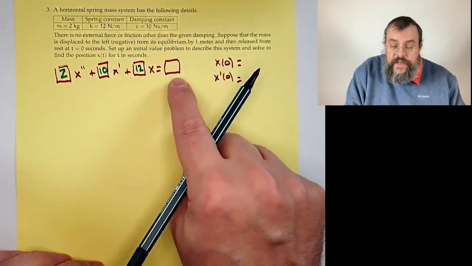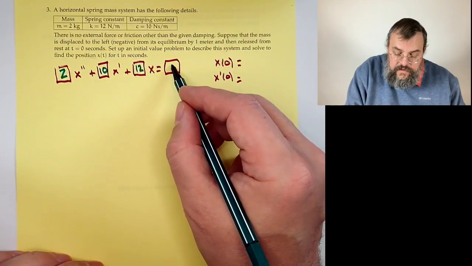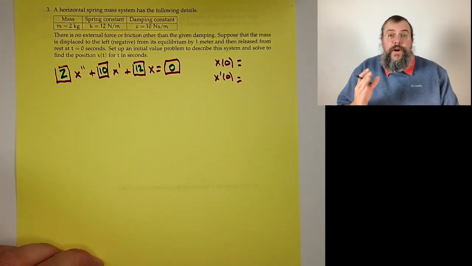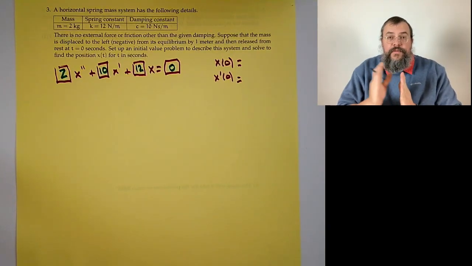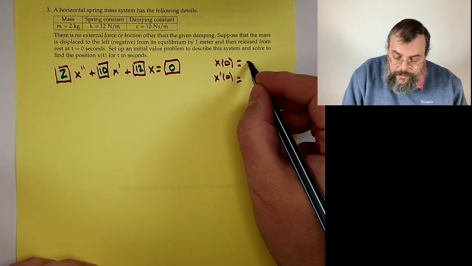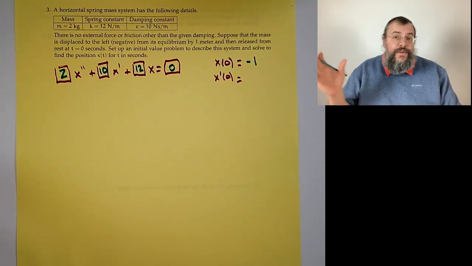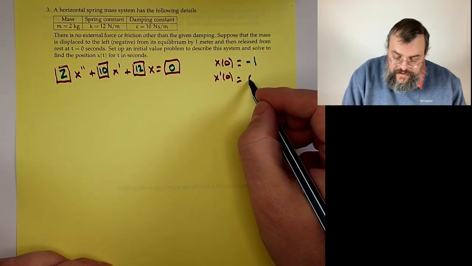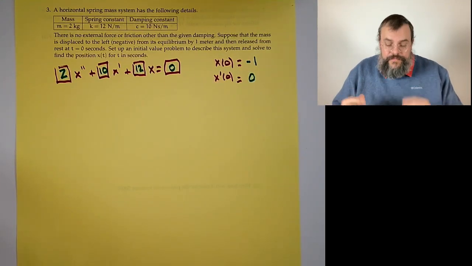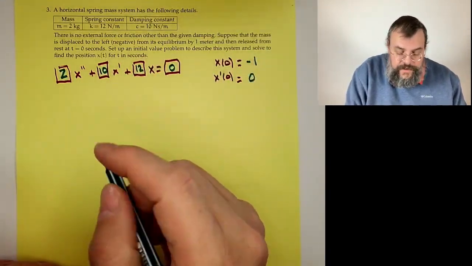The box on the other side is your external forces. Well, there is no external force. That's 0. The x of 0 is where you are initially. Well, remember we said we move to the left by 1. So, moving left is negative. X prime of 0 is 0. We release, so there's no initial velocity. All right, so we've actually done the first part of this problem. We have set up an initial value problem.